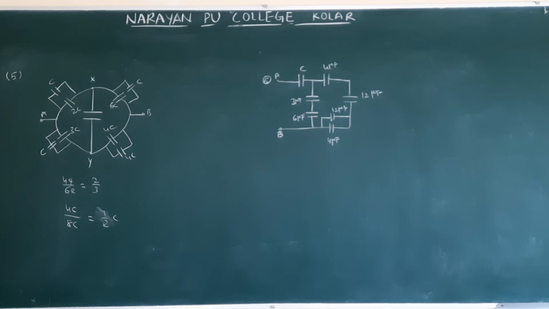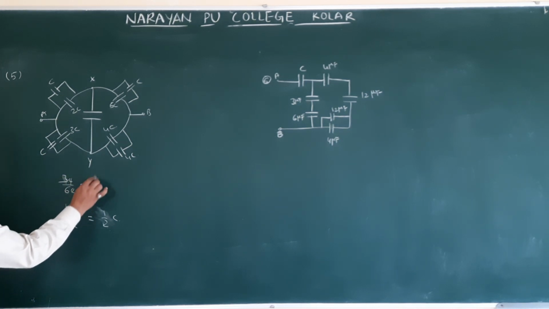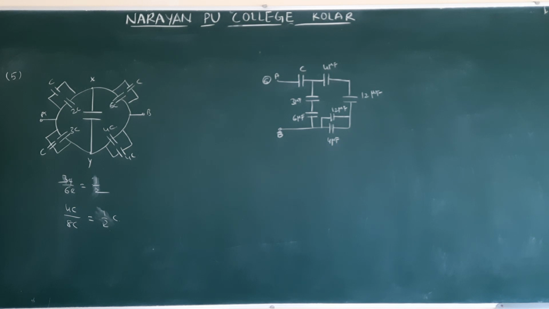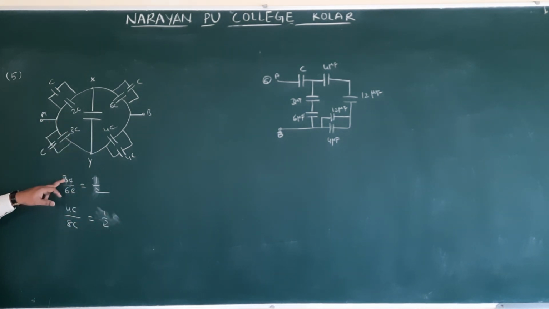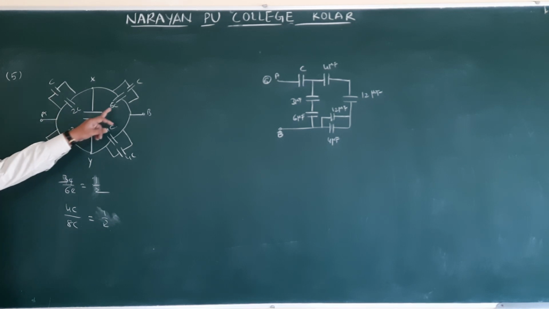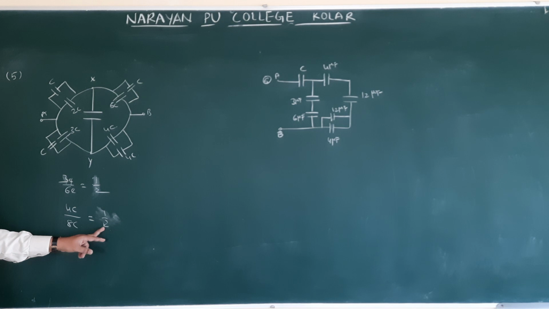Satisfying or not? Sorry, this is 2C and C, which means this is 3C, not 4C. 3C means 1 by 2. So it is going to satisfy. So I have taken here 4C. Here it is 2C and C, 3C. Therefore 3C by 6C, 1 by 2 equal to 1 by 2. Therefore the Wheatstone bridge is satisfied.